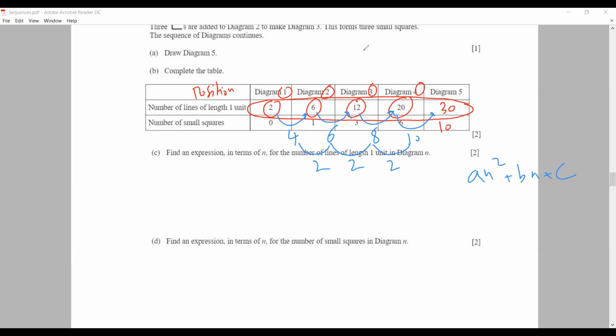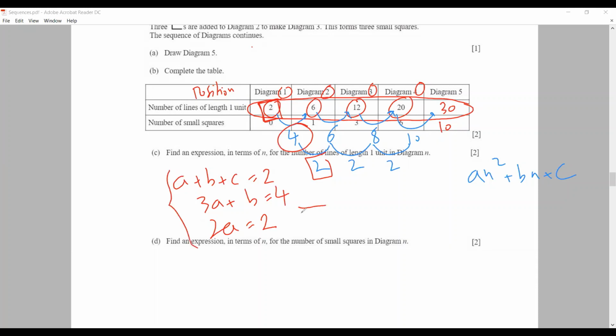In order to find A, B, C, you have learned in a previous video that A plus B plus C gives us this number, 2. 2A gives us this number, which is 2. And then 3A plus B must be this middle number, 4. I got 3 equations, 3 unknowns. Start from the last one, solve it, and work your way up. A is 1. If A is 1, you substitute in the second one, and you obtain B: 4 minus 3, that's positive 1.